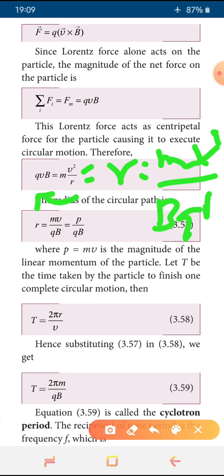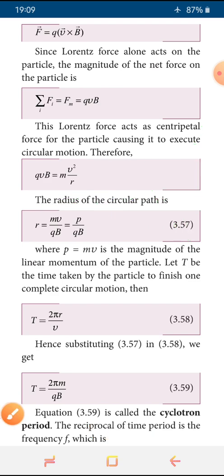Understood, children? Okay, so r will go to the left-hand side, mv square is already there, and qB will go to the right. Then v and v, one v will get cancelled, and the rest will become mv divided by qB. Okay, mv divided by qB.